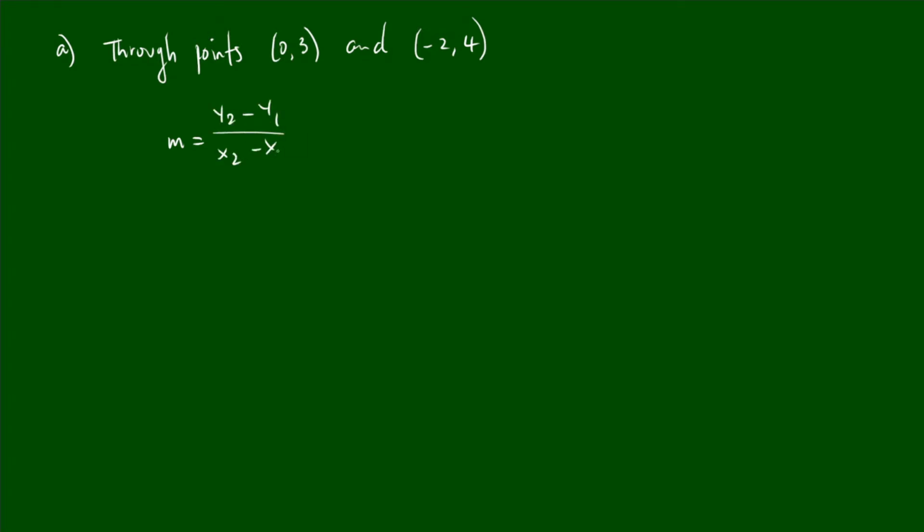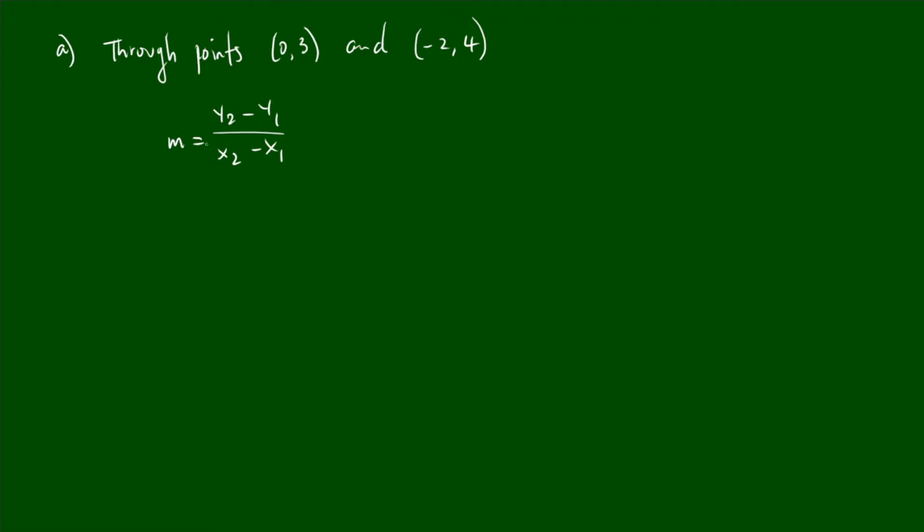First one is to find a line through points 0, 3 and -2, 4. Now previously it was stated that you have the slope formula and the point slope formula to find the equation of a line that is going through 2 points. Alright, the slope formula is the following. You have m equals y2 minus y1 over x2 minus x1.